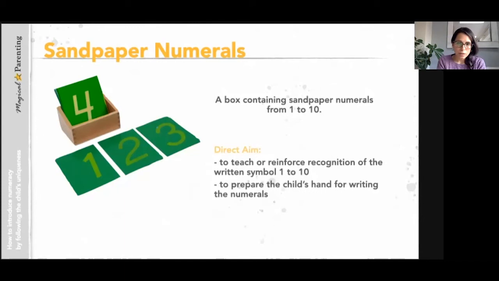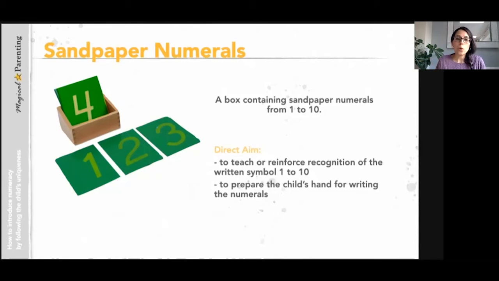So, sandpaper numerals. This is the other kind of activity. It is a bit more abstract, because we're talking about numbers, symbols, and the activity needs to be introduced to the child while working with the large number rods, because in some way they go together, although large number rods come a bit before, but they can work together.